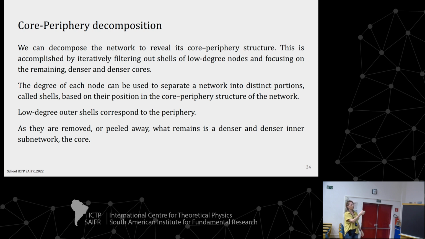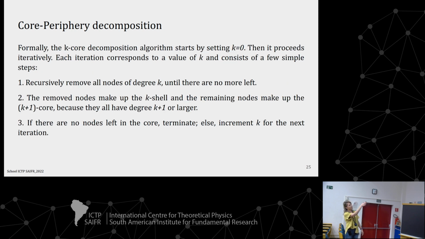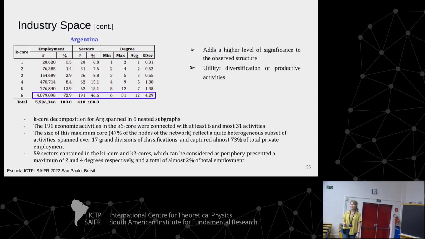The ones that are low degree will give me the periphery, and so on. So this is the algorithm for how you do that. I will start with the low degree K, and then get the K minus 1 core, because I'm doing the core decomposition as my industry space.